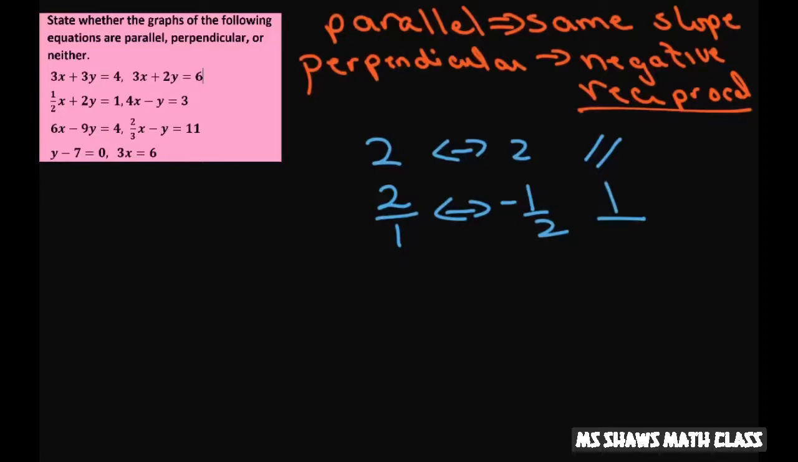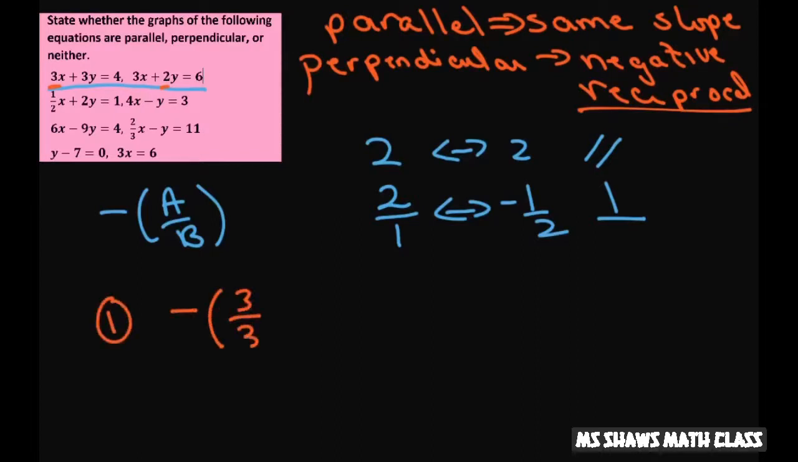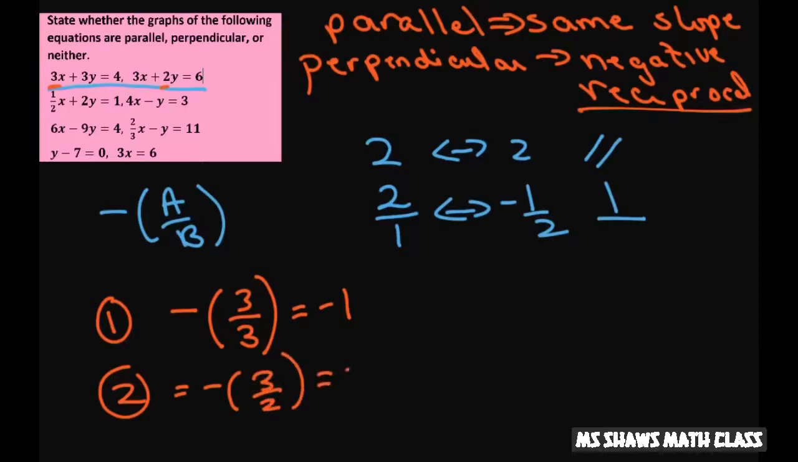So for the first one, both of these are in standard form. And a way to get the slope for standard form is negative a divided by b. A is in front of your x, and b is in front of your y. So for the first equation, negative a over b would be negative 3 divided by 3, which is negative 1. For our second equation, we're going to get negative a, so that's going to be 3 divided by 2. So that's negative 3/2. Since they're not the same and they're not negative reciprocals, this one is neither.